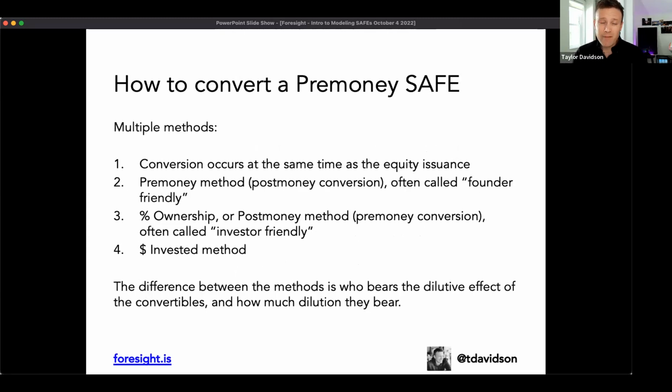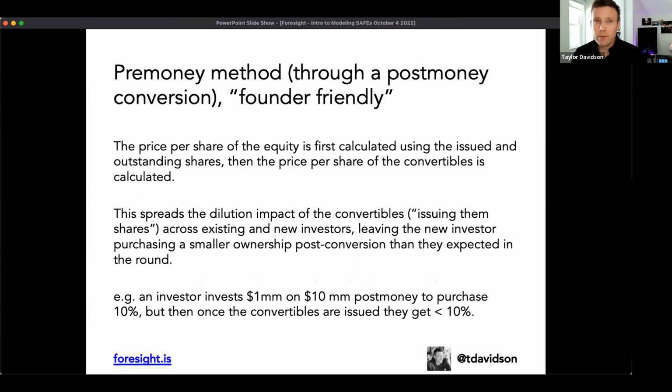Now, for pre-money safes, there's a couple of variations, a couple of flavors. There are a few different conversion methods for how this can be handled, and the difference between the methods is basically who bears the dilution. The one method I would commonly talk about is the pre-money method, or post-money conversion, or founder-friendly option. Basically, the price per share of equity is calculated using the issued and outstanding shares, and then we calculate the price of the convertibles.